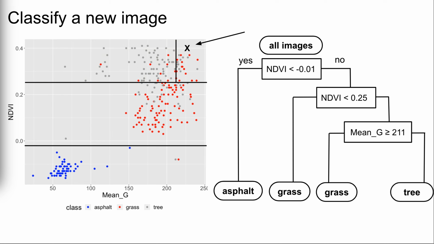Let's now use this tree to classify a new image, represented by the black X, that has a vegetation index of 0.4 and a greenness of 225. Since a vegetation index of 0.4 is not below -0.01, we go right in the first split. And since it's not below 0.25, we go right again. Finally, since the greenness measure is above 211, we go left. Thus, we predict that the image is of grass.